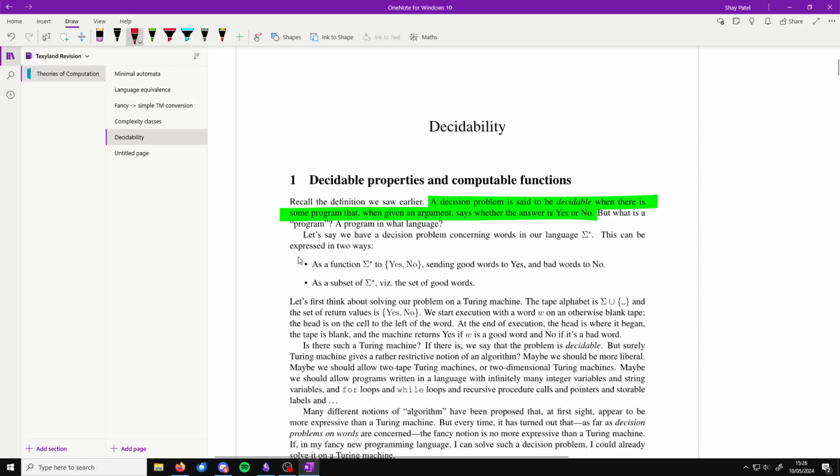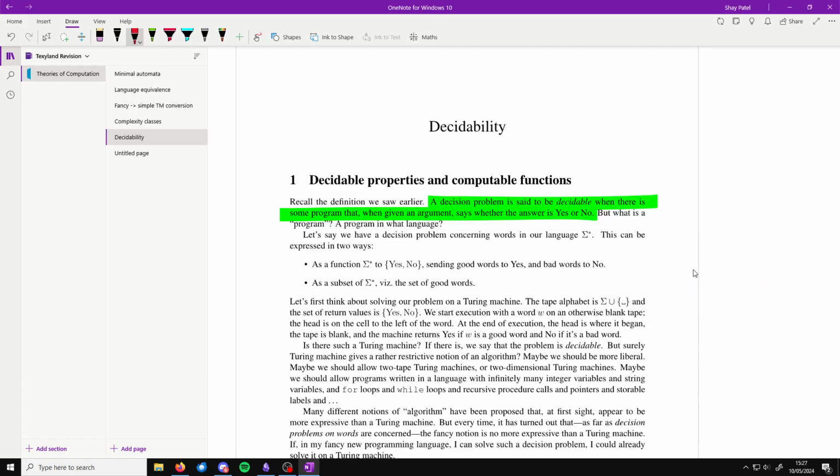So we can either express a decision problem as a function of mappings of words to yes or no. So we might have something like AB goes to yes, B goes to no, A goes to yes. So we could have a function which is defined as a mapping like this. Or we could say it's a subset of sigma star. So the set of good words. So we might have A, AB, AAB. And these are the accepted words in some decision problem, which result to true or yes. So that's two ways we can represent a decision problem.